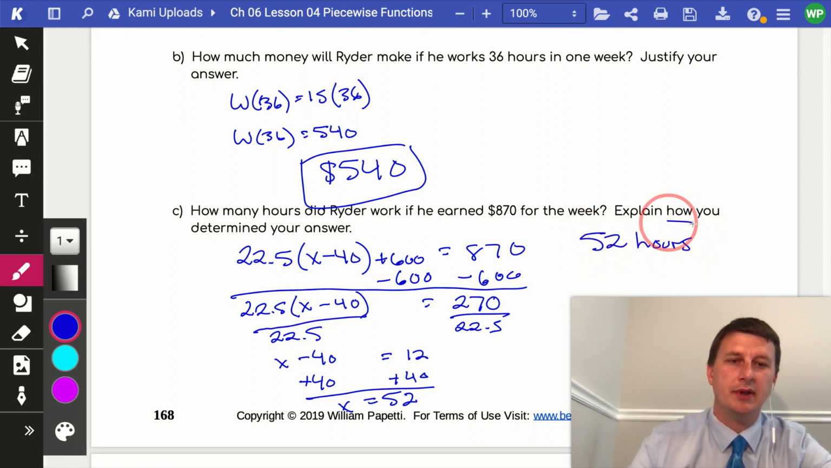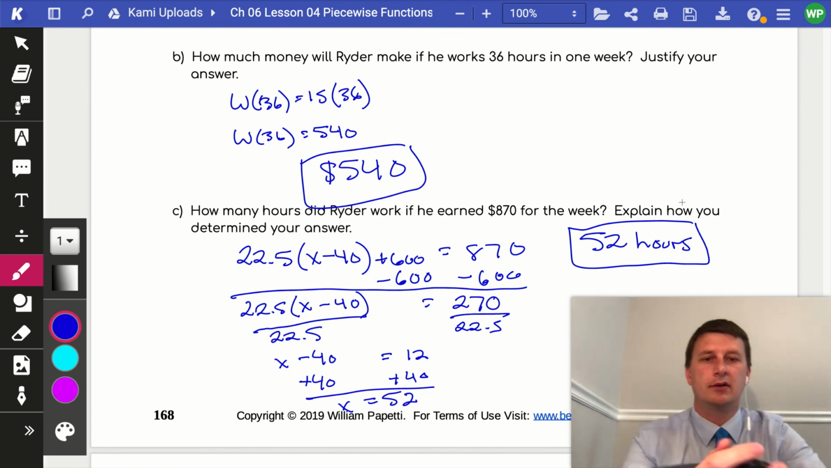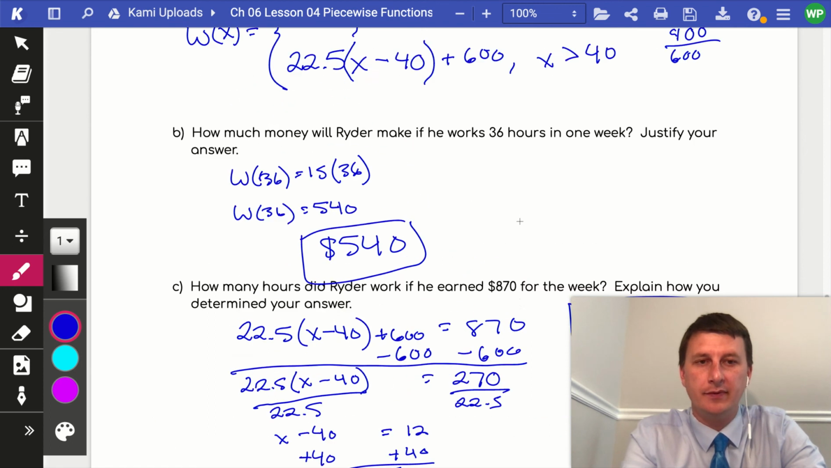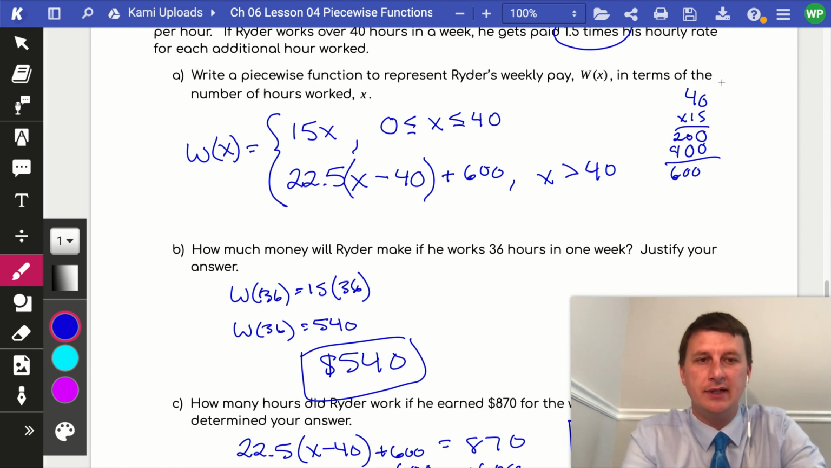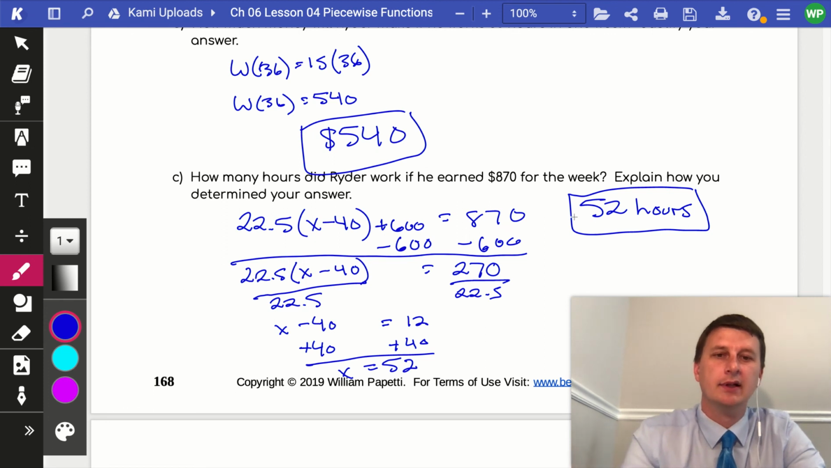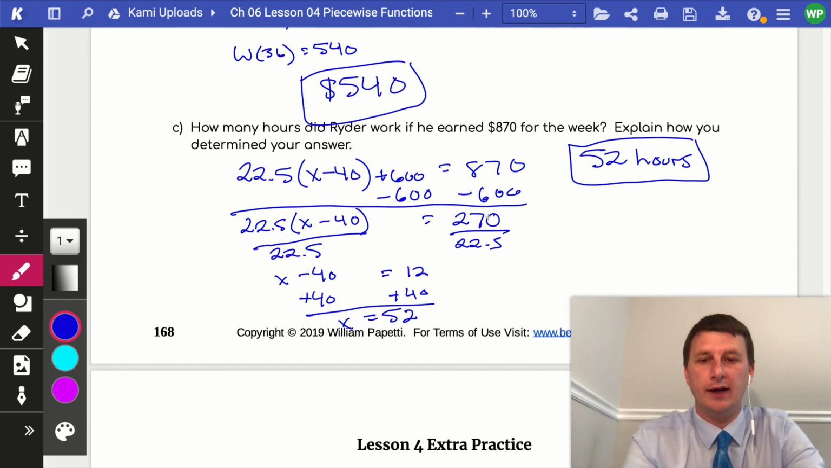And it says to explain how you determined your answer. Well, if we work backward and think about everything I was saying in the very beginning, that's how we determined our answer. I saw that $870 was more than 600, and we knew that 600 was the amount he made in 40 hours. So if he made $870, I had to use my second equation. So I set my second equation equal to 870 and solved. That's my explanation right there.